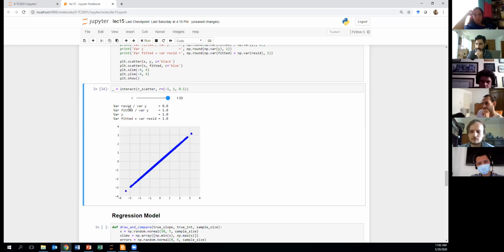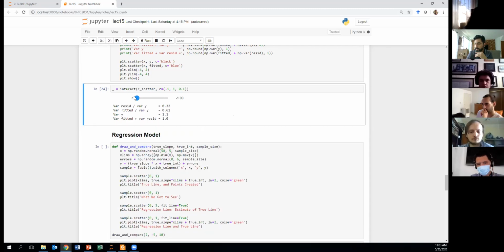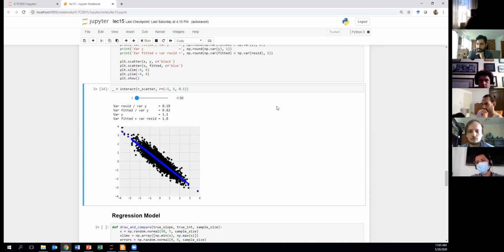They're all falling on my regression line because R is 1, so there's a perfect relationship. So there's no variance in the residual. There's not one of them up, one of them down. There's no variance, so variance is 0. So variance of residual divided by variance of y is 0, and variance of fitted divided by variance of y is 1. If I go all the way to R minus 1, you can see exactly the same thing again. Variance of residuals is 0, variance of fitted divided by variance of y is 1.